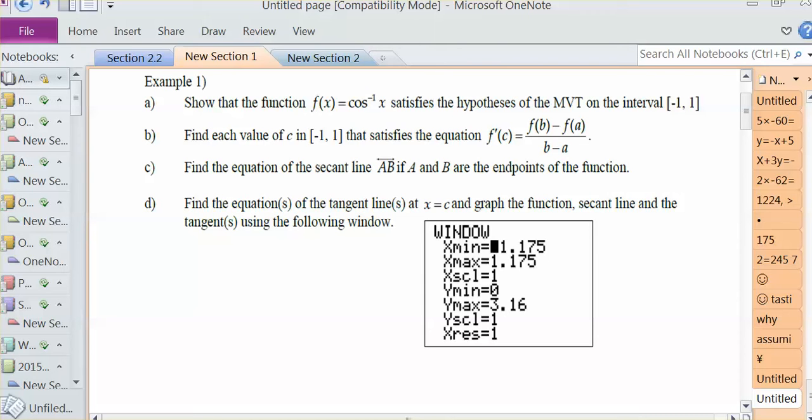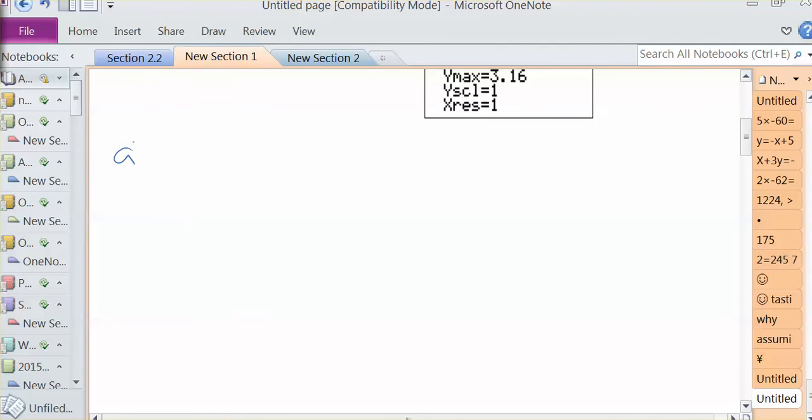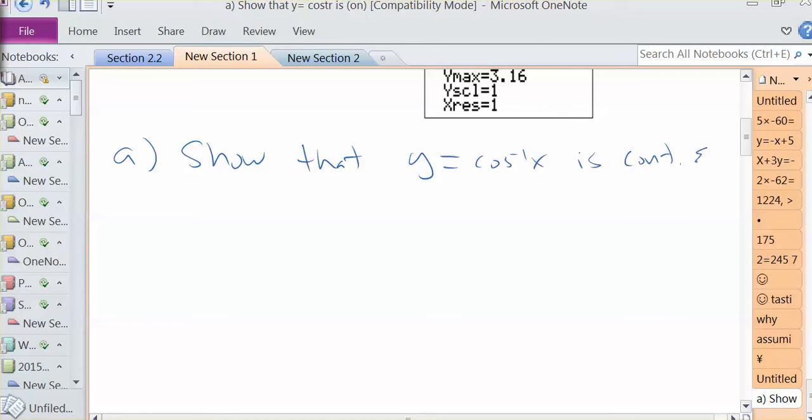So, for example 1, we have inverse cosine of x. And we're asked to show that it satisfies the hypotheses of MVT for the interval from -1 to 1. So the main thing here for part A is you want to show that y equals the inverse cosine of x is continuous and differentiable. It has to be continuous on the closed interval from a to b and differentiable on the open interval from a to b. We don't look for differentiability at endpoints, but we do look for continuity at endpoints.